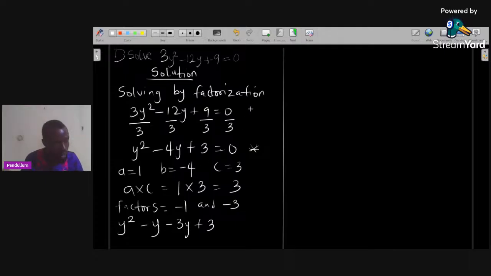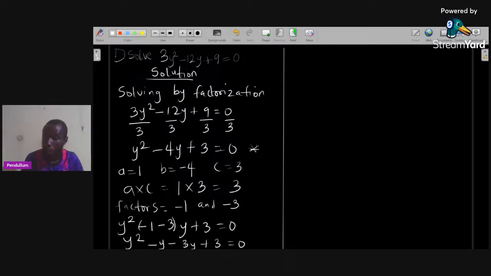All right. If you prefer, to make it easier for you, I can write it like this. Let's go back a little. So I can write it like this: y squared minus 1 minus 3y, then plus 3 equals to 0. So now you can clearly see that I've replaced this minus 4 by what? Minus 1 minus 3, the two factors. And if I continue here, y squared minus 1 times y is minus y, minus 3 times y minus 3y plus 3 equals to 0.